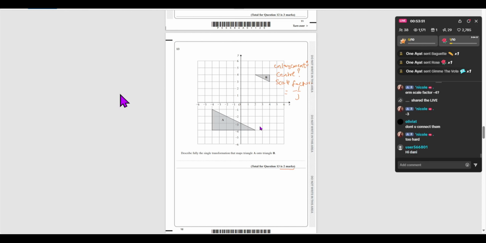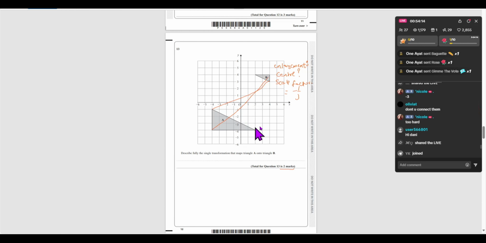And to find the center, what we need to do is connect them up. So this angle will go to here. This angle will go over here. This angle will go there. And then once you do this, you'll find that the center will be 2, 2. It should be over here. The center is going to be 2, 2.